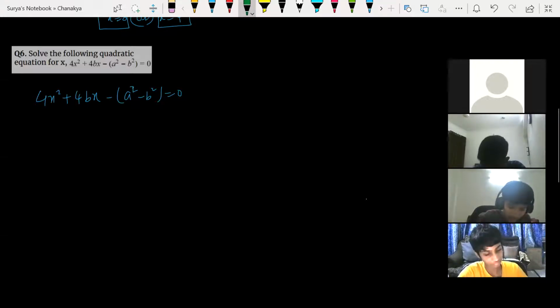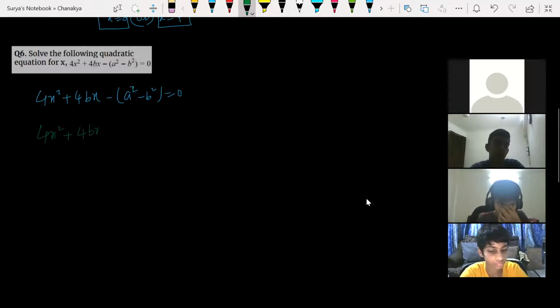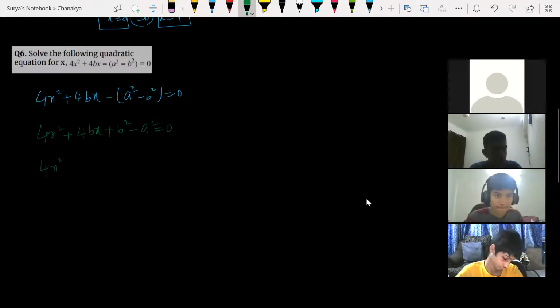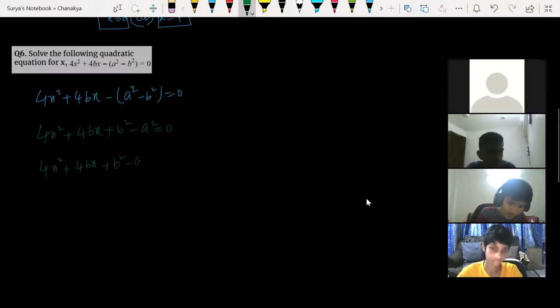Very simple, guys. See here. 4x square plus 4 times b into x plus b square minus a square is equal to 0. I'm just multiplying the minus to the inside. So what I'm going to get now? 4x square plus 4bx plus b square minus a square is equal to 0.